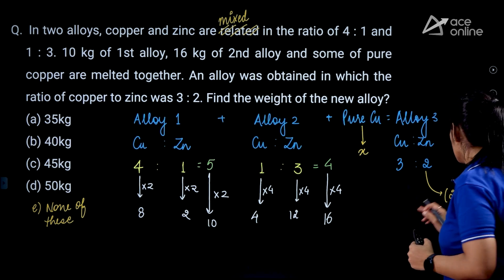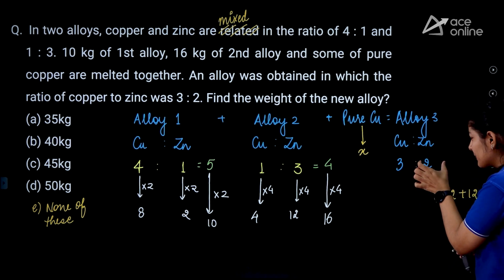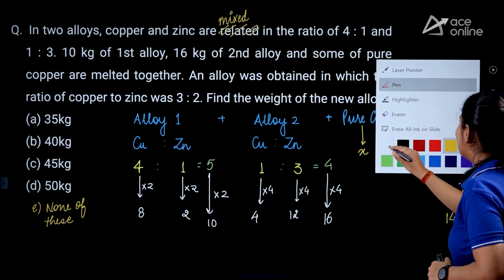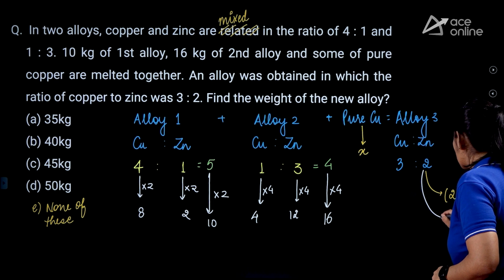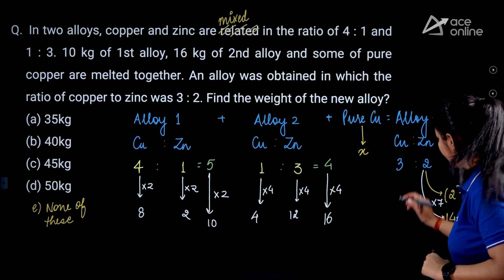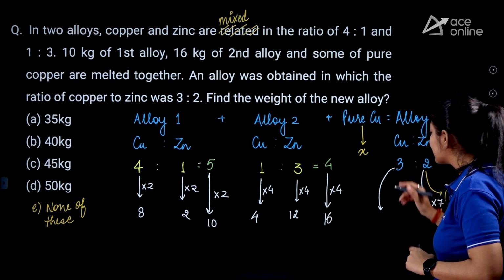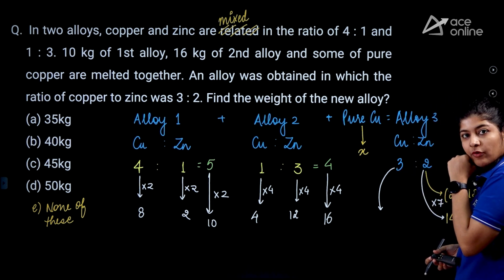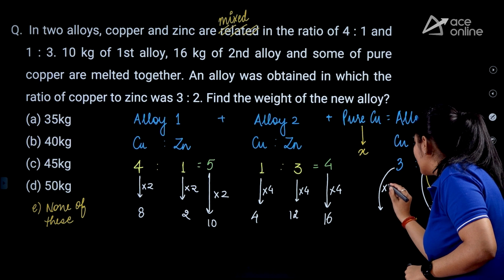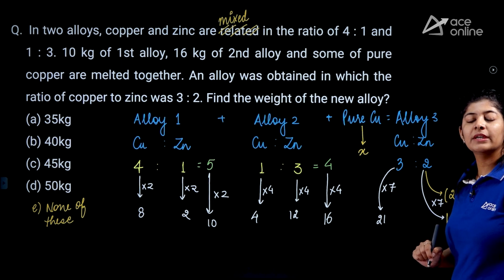So the value of 2 in this ratio is equal to 14. Ultimately we can say that this value is a multiple of 7. This value is also a multiple of 7 because we are having a ratio over here. So when I multiply this value by 7, I get my answer as 21.